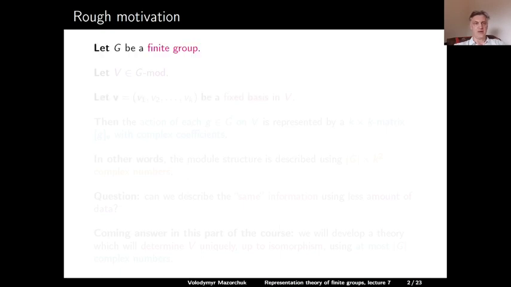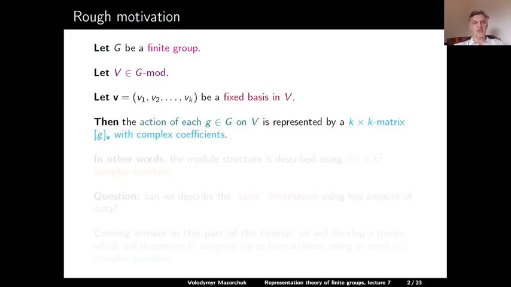Let G be a finite group and V be a finite dimensional G-module. Let us fix a basis in V, denoted by bold V, consisting of the vectors v1, v2, and so on, vk. So in particular, V has dimension k. Each element of the group G acts on V as a linear operator. In our fixed basis, this action can be represented by a k times k matrix with complex coefficients.